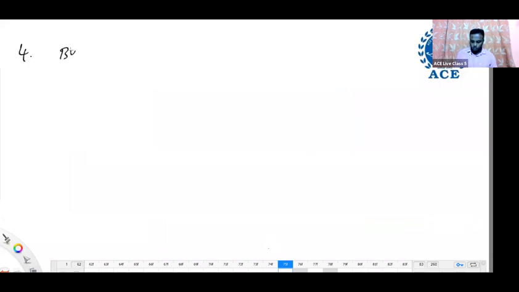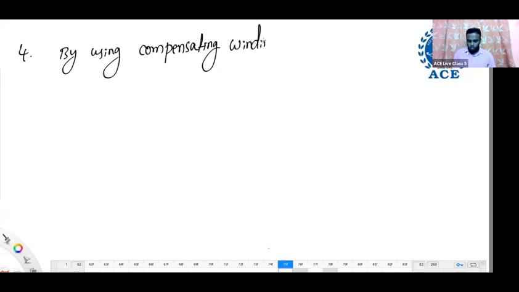Fourth one, by using compensating winding. Now here the questions are important. That is, where we place the compensating winding, and whether it is connected in series with the armature or in series with the field winding. See, this compensating winding we place in the pole shoes, in the pole faces. Pole face or pole shoe, both are the same. See, this is the figure.